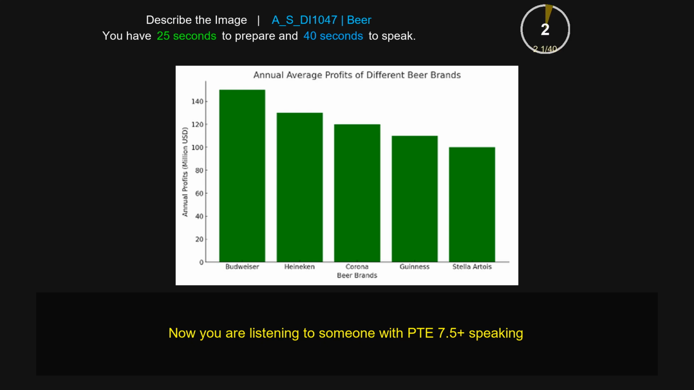This bar graph represents the average annual profits of different beer brands including Budweiser, Heineken, and Corona. First, Budweiser ranks the highest when it comes to annual profits with more than 140 million US dollars. This was followed by Heineken at about 120 million US dollars, while Corona earned 110 million US dollars. On the other hand, Stella Artois ranks the lowest when it comes to annual profits, having only 100 million US dollars. Overall, the average annual profits across different beer brands vary significantly.